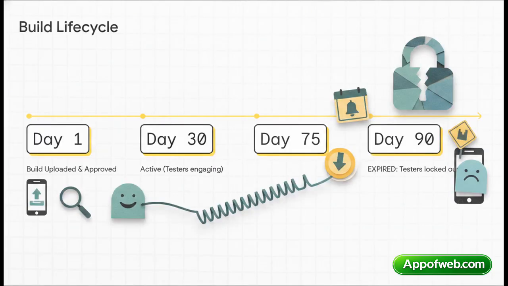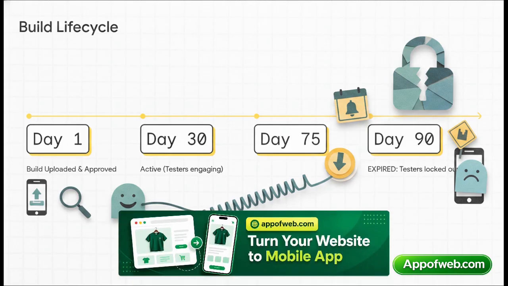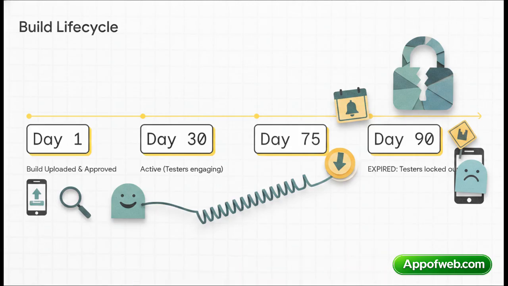And here's a trap so many developers fall into: the strict 90-day TestFlight lifecycle. Your build is entirely active from day one, but right at day 90, it completely expires and testers are literally locked out of the app. Because of this strict clock, you really need to set a calendar reminder around day 75 to upload a fresh build. Existing testers will simply update the app and keep going, but if you hit day 90 unprepared, all your hard-earned testing momentum just grinds to a total halt.